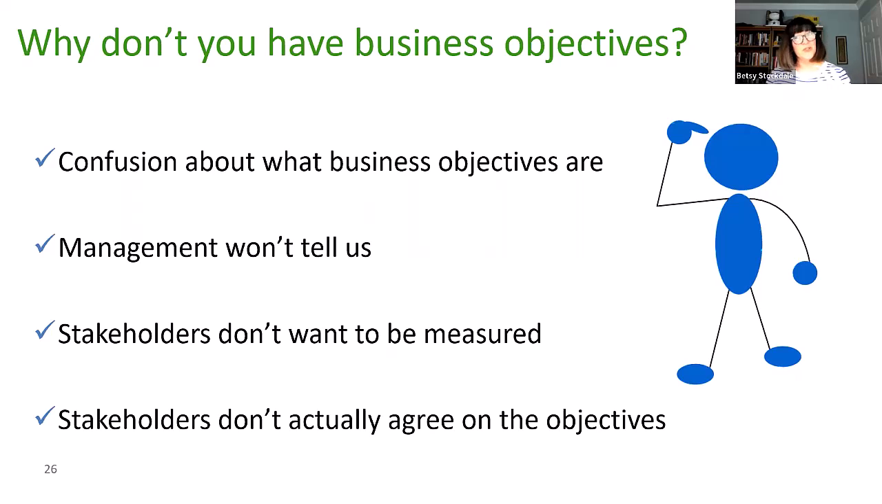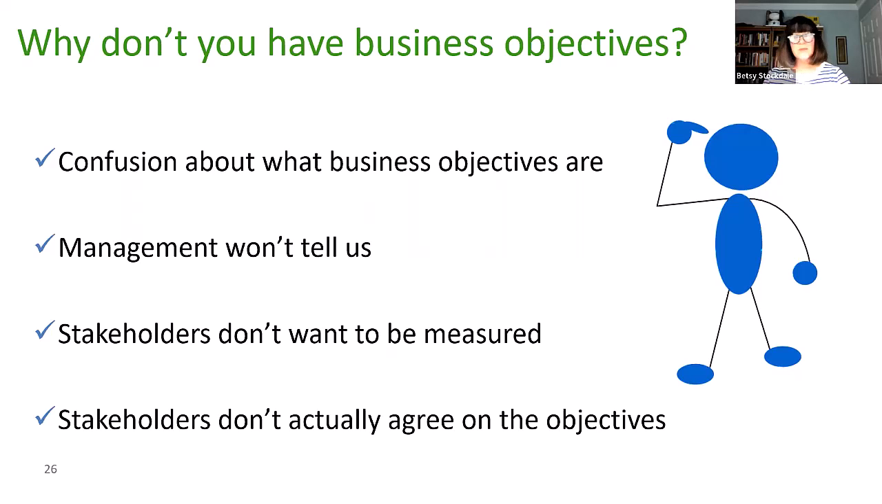Sometimes, and I'm sure maybe many of you have seen this as well, our stakeholders don't want to be measured, right? We're actually making these business objectives measurable. Because if they're not measurable, then we can't go back and see how we did. And they're afraid to be measurable because if we can measure, then it may show that maybe they're not as good as they had hoped, right? So there's that fear there.